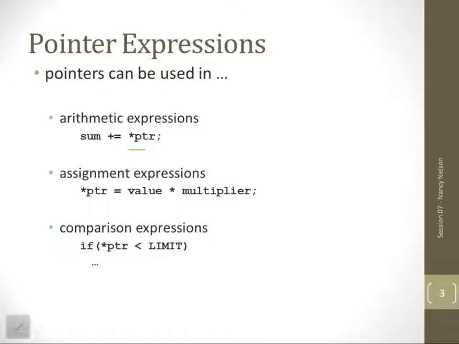So first, here we can see that our pointer is on the right-hand side of our assignment statement. So here we're saying sum is assigned the contents of pointer plus whatever it had before. So this particular line would be equivalent to sum is assigned sum plus the contents of pointer. So we can see this is just normal arithmetic, except here we're using indirection instead of direct access to the contents of a variable.